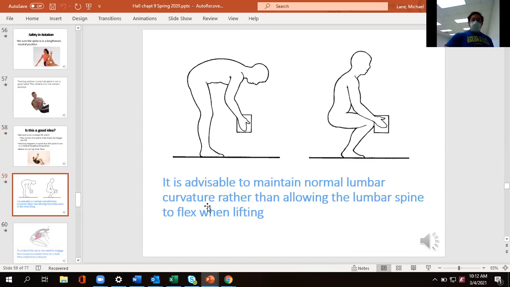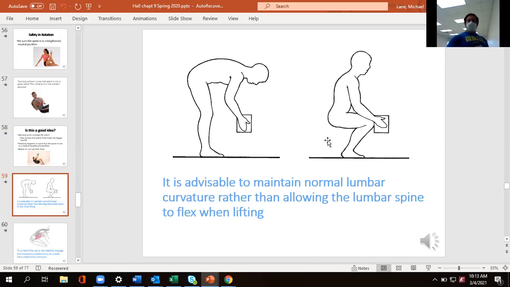Now, like anything else, I love this picture because they're both downright stupid because they don't work. If you're bent over like this, notice guys, their center of mass is literally going to be probably in front of their body, especially if that box weighs more than 2 ounces. They're going to fall on their face.